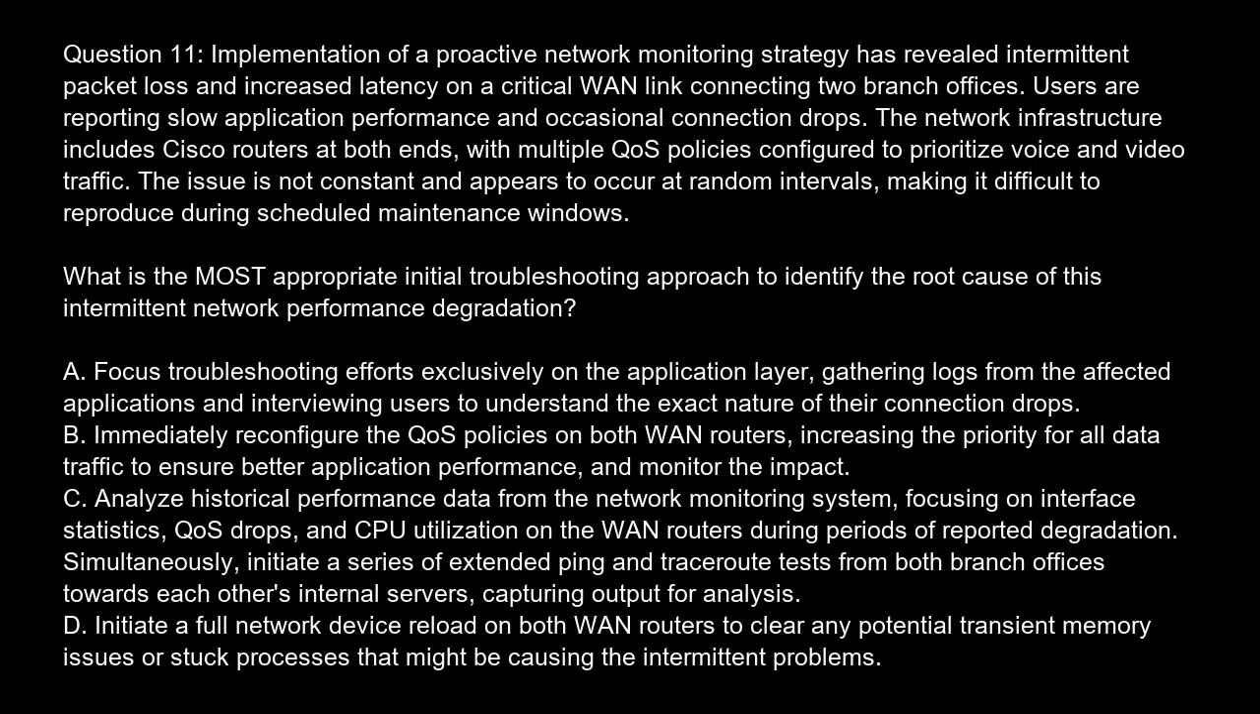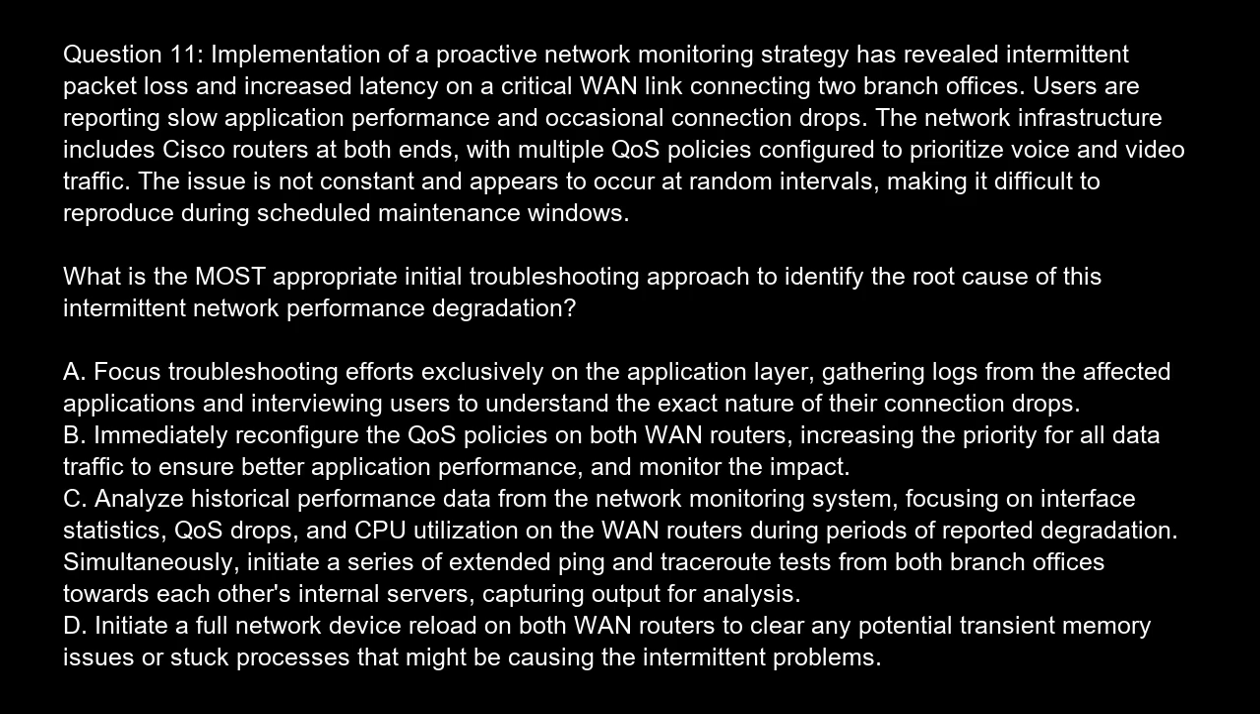Question 11. Implementation of a proactive network monitoring strategy has revealed intermittent packet loss and increased latency on a critical WAN link connecting 2 branch offices. Users are reporting slow application performance and occasional connection drops. The network infrastructure includes Cisco routers at both ends, with multiple CoS policies configured to prioritize voice and video traffic. The issue is not constant and appears to occur at random intervals, making it difficult to reproduce during scheduled maintenance windows. What is the most appropriate initial troubleshooting approach to identify the root cause of this intermittent network performance degradation?